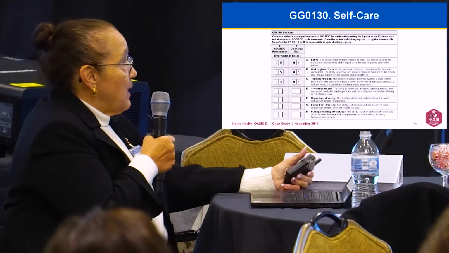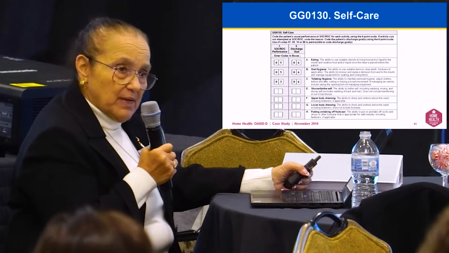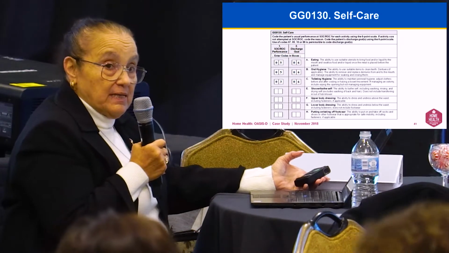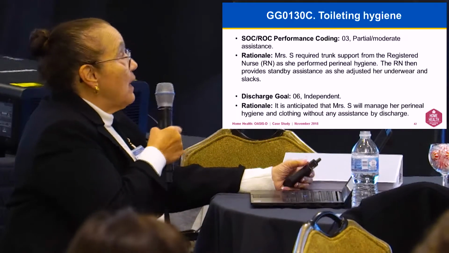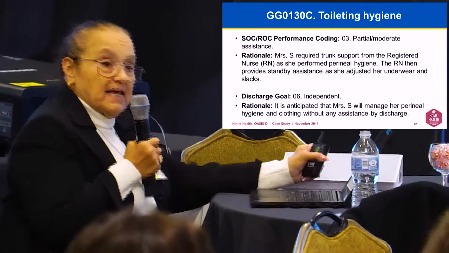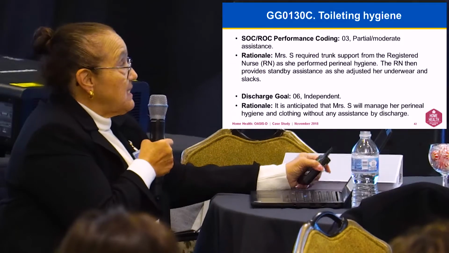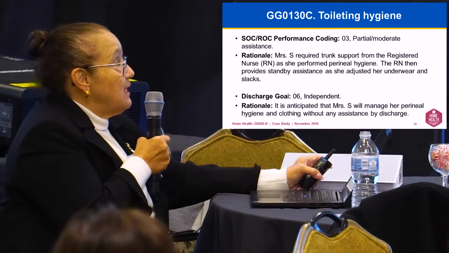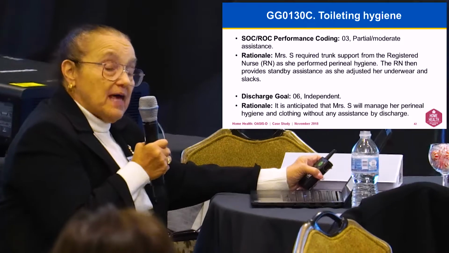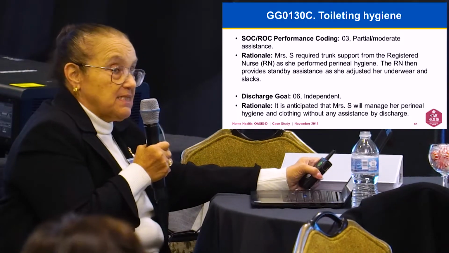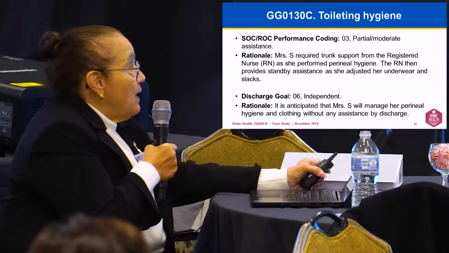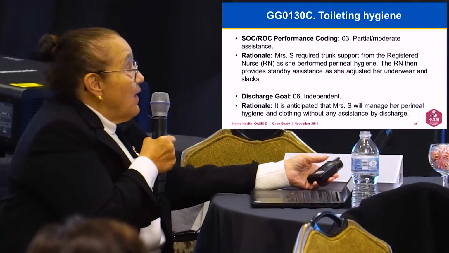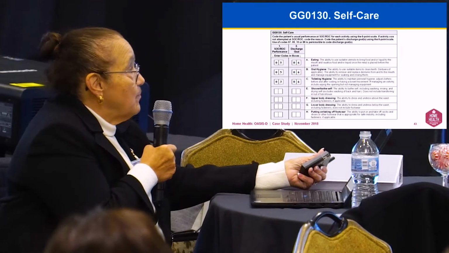Toileting hygiene. Here we are scoring her as 03 on admission, and again we are anticipating 06 that she will be independent by discharge. Our rationale here is that in the case study, you will have seen that the nurse has documented that Mrs. S required trunk support for peri-hygiene. The RN then proceeded to provide standby while Mrs. S readjusted her clothing. Our discharge goal is that Mrs. S will return to full independence when she is ready for discharge.